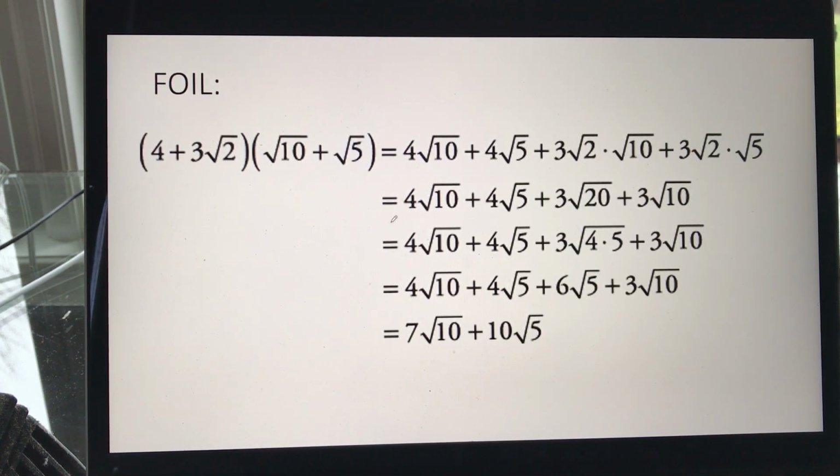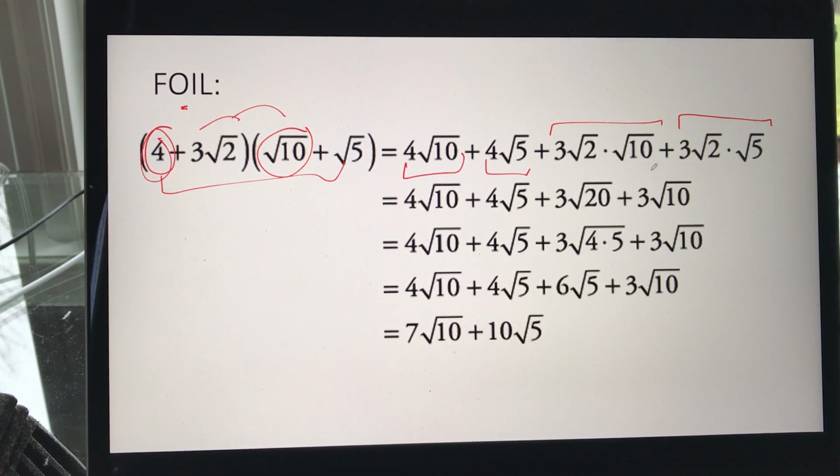Now, it can get a little complicated. So if we want to FOIL two binomials, we would go through the same process. FOIL is first. So I would have 4 times my root 10, which is here. And then I'd do the outside. So I'd have 4 times root 5, which is here. And then I'd have my inside, 3 root 2 times root 10, which is here. And then I'd have my last, 3 root 5 times root 5 down here. So once you're at this stage, yeah, you have some multiplications to do. We break down the root 20, 4 root 5, look for our common roots, and we end up down here.